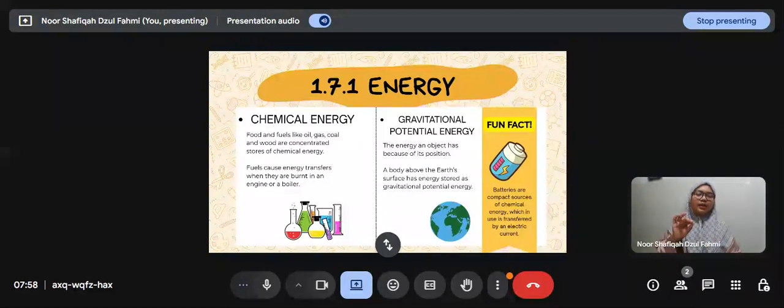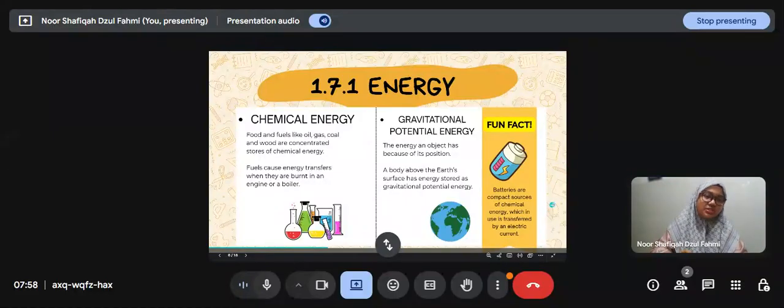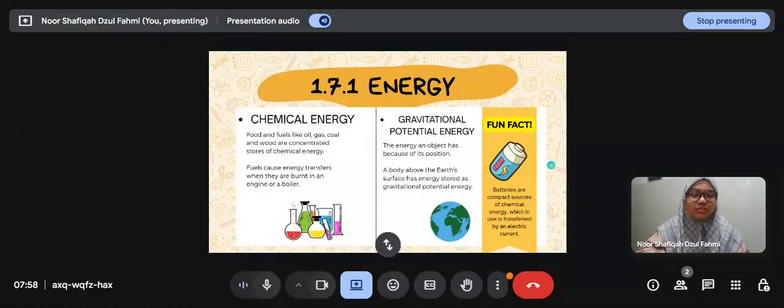And then a fun fact also for chemical energy: the batteries that you are using in your toys, maybe, the compact ones that you are very familiar with finding in stores, are actually compact sources of chemical energy, which is then transferred by an electric current.